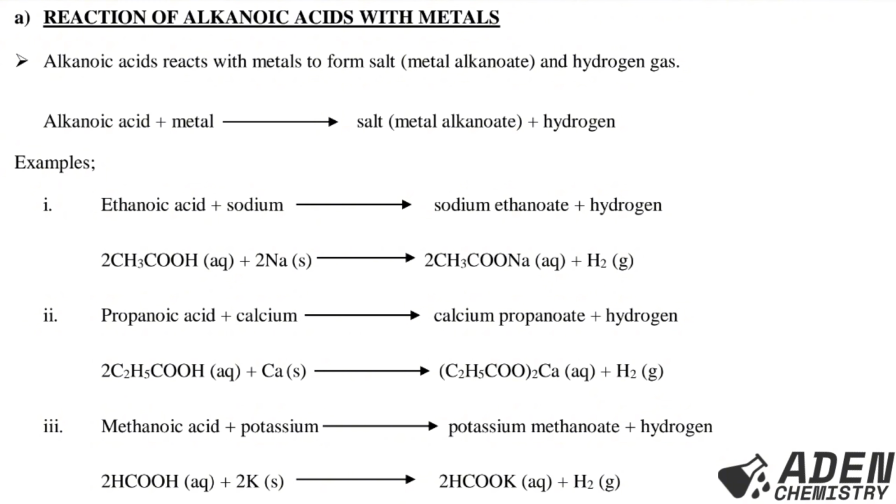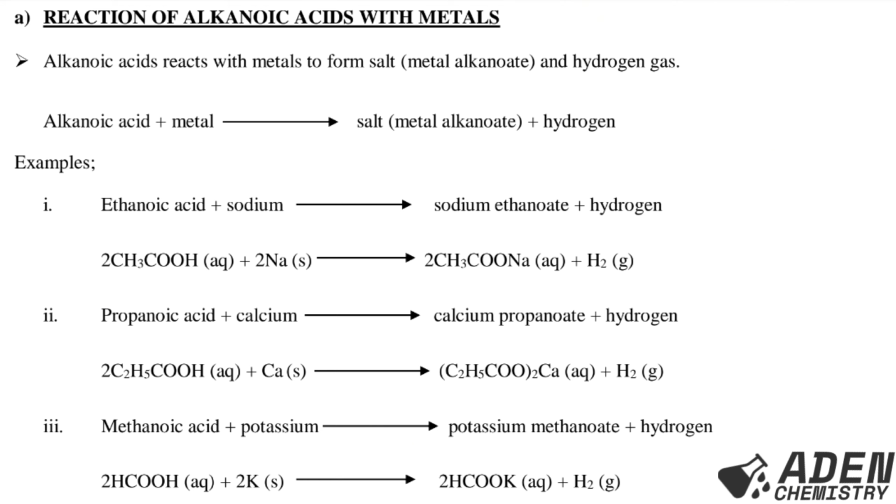The general equation will be alkanoic acid plus metal. We are going to get salt and hydrogen gas. So the name of the salt is metal alkanoate. So we go to examples. Number one, we have ethanoic acid plus sodium. What we are going to get is sodium ethanoate and also hydrogen gas. So how are we going to write this equation?